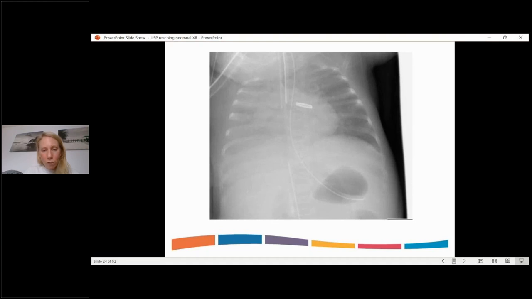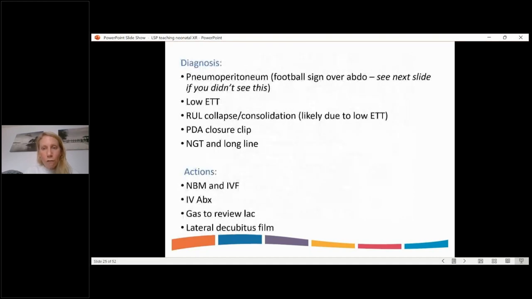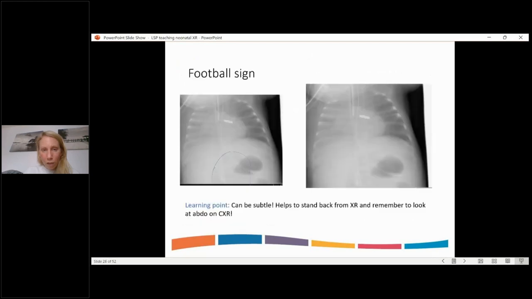And abdominal perforations that present with a football sign are very easy to miss on X-ray. So it's really important to look for them. And if you do see it, you're obviously going to go no by mouth, IV fluids, IV antibiotics. You want to check what the lactate is, and you'd want a lateral decubitus film to confirm it.